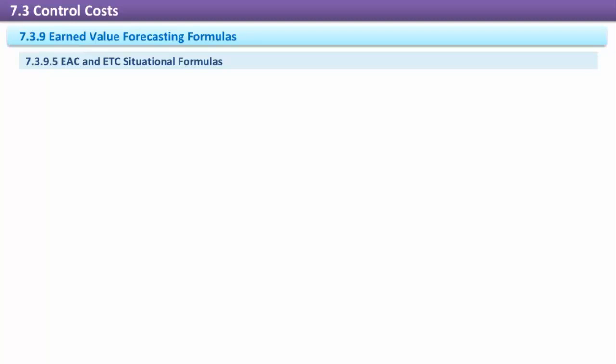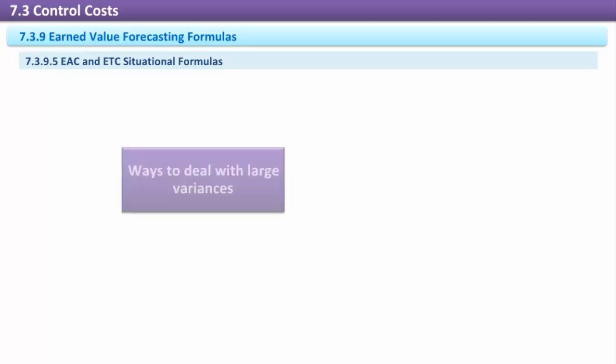EAC and ETC situational formulas. There are a few situations that can occur on the project which will cause inaccurate measurements if the standard EAC and ETC formulas are used. These situations are based around variances from the project plan, and the variances are either caused by original estimates that were inaccurate or anomalies that have thrown the project schedule or cost off. When large variances do occur, we have 3 ways to deal with them.